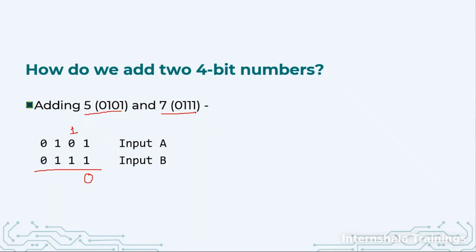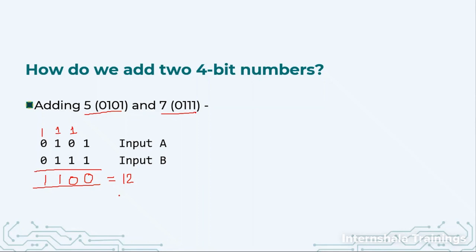Now I am going to add this. So 1 plus 0 plus 1, which is again 2. So I am going to write 0 here and 1 will be the carry here. Now I am going to add 1 plus 1 plus 1. I get 3. So 3 means 1, 1. So 1 is here and 1 is here. Then 1 plus 0 plus 0 and I get 1. So finally I get this number, which is equal to 12. So this is how we add.